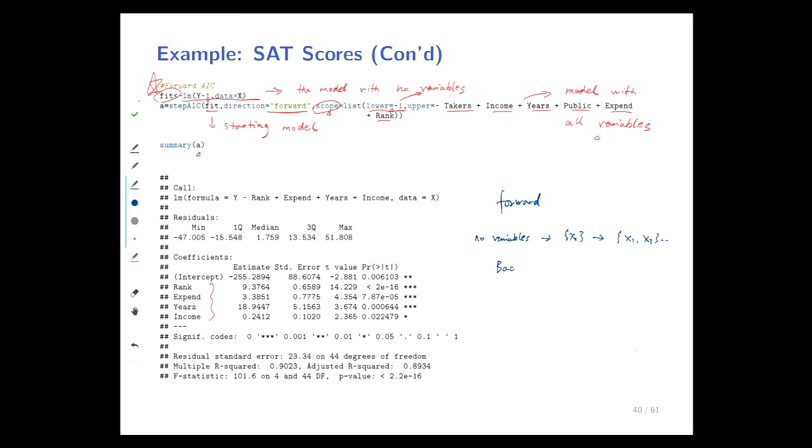Or we can have the backward. So what's the backward? We start from all the variables. For instance, we start from x1 to x100, and then we consider to eliminate one variable. So here, for instance, we consider x1 to x99, and we can keep on doing that. So that's the typical path for the forward and the backward. In each step, we consider to add or to eliminate one variable.